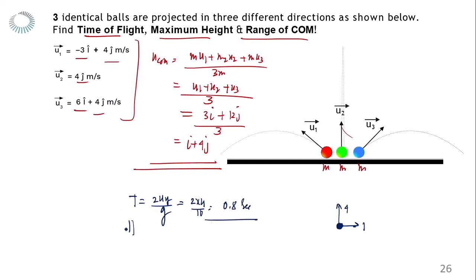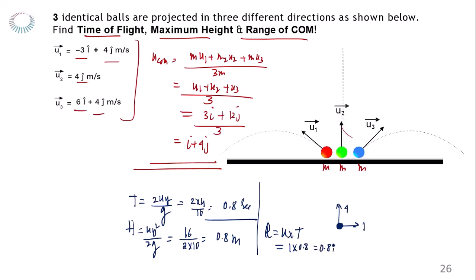Maximum height H should be equal to uy square by 2g. What is uy square? 16 by 2 into 10, that means 0.8 meter. And finally R. R is what? Ux into T. Ux is 1, T is 0.8, so R is 0.8. Okay, so these are the answers.